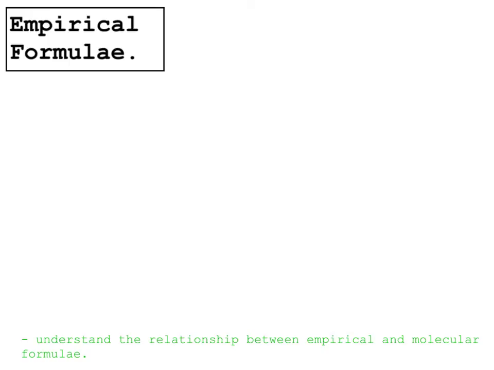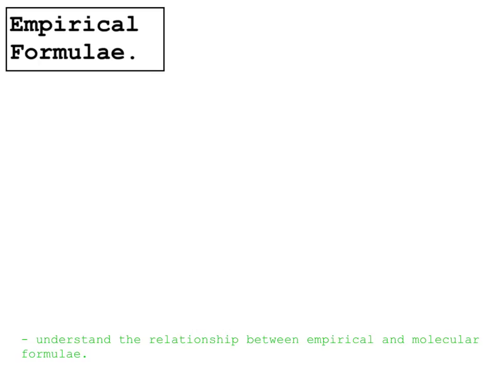Now, this last bit is going to be fairly straightforward, just to understand the relationship between empirical and molecular formulae. Now, as I said at the very beginning, you can work out an empirical formula from experimental data. And you can also work out the relative mass of a compound also using experimental data if you use mass spectroscopy. So that means if you can work out the empirical formula and the relative mass of a compound, you can also work out the molecular formula.